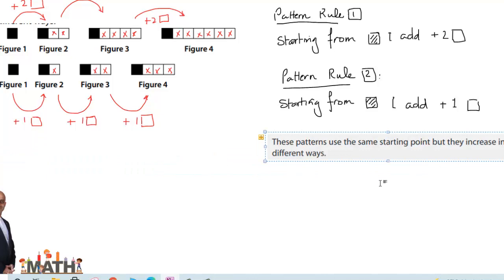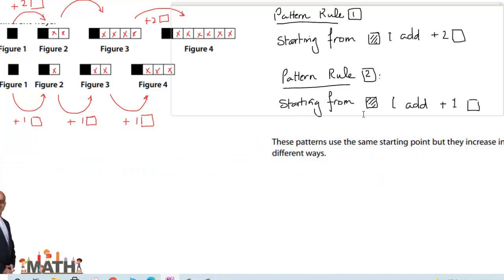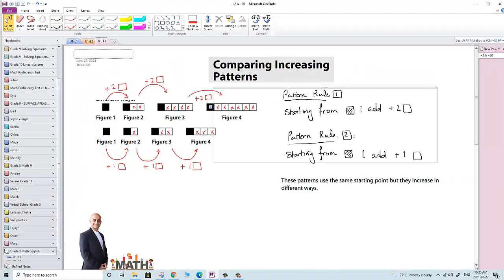These patterns use the same starting point. Yes, I start from one black block, I start from one black block, but they increase in different ways. The first one, it was with 2 white block, but here it's only one white block. So to be able to compare between the two increasing pattern, I need to know the pattern rule. I cannot do the comparison if I don't know how to write the pattern rule.